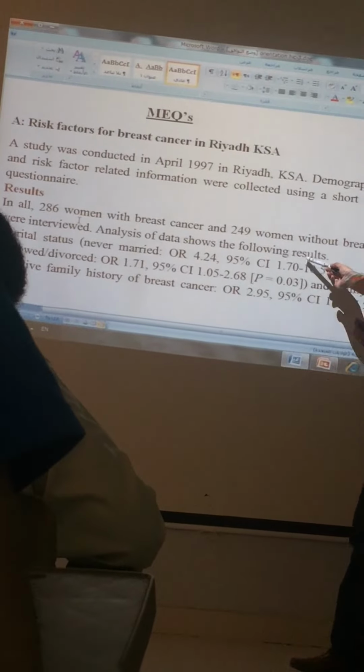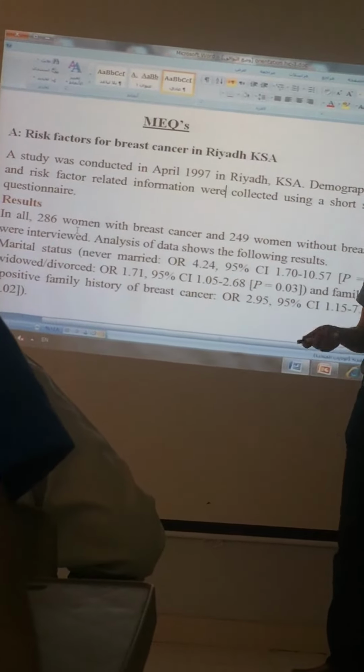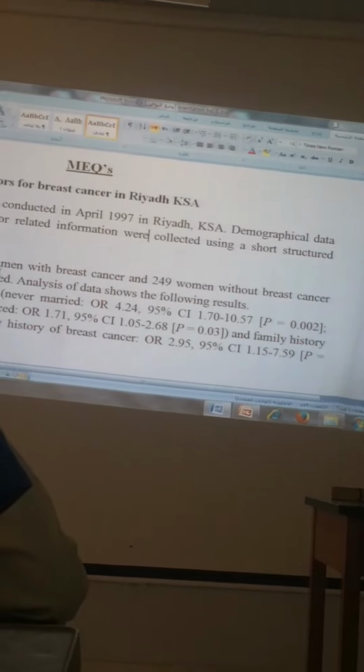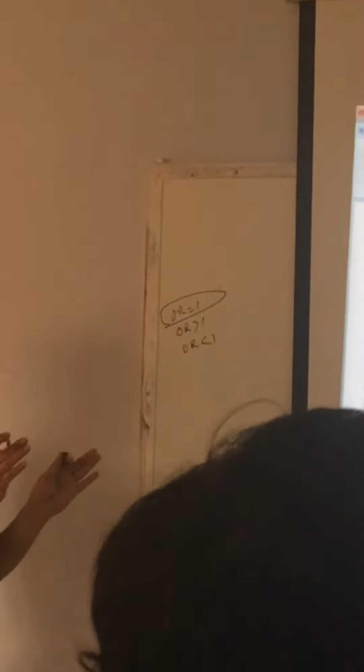Then it talks about odds ratio. So you should know what an odds ratio is. If the odds ratio is 1, what does that mean? If the odds ratio is more than 1, if the odds ratio is less than 1? Go back to the second year lecture, you will find it there. If it's 1, that means there is no association. The two are not related.